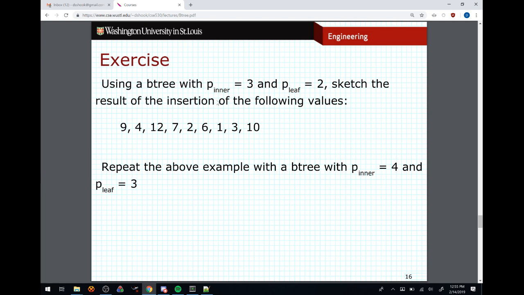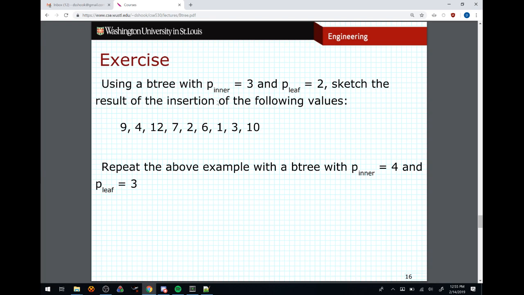Okay. Next, I'm going to insert a 2. So I follow the process. I want to put a 2 here, but it's full. So I need to make a new node. Actually, I can see the future, so I'm going to make this new node a little bit lower. What values are going to go in here? 2 and 4, which leaves the 7 to be here. Right? This node is gone now.